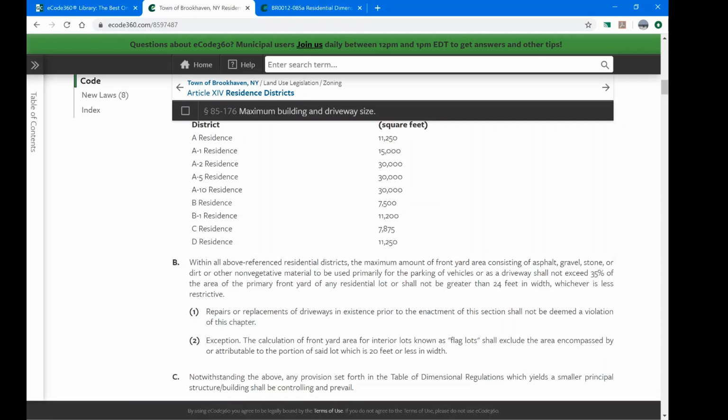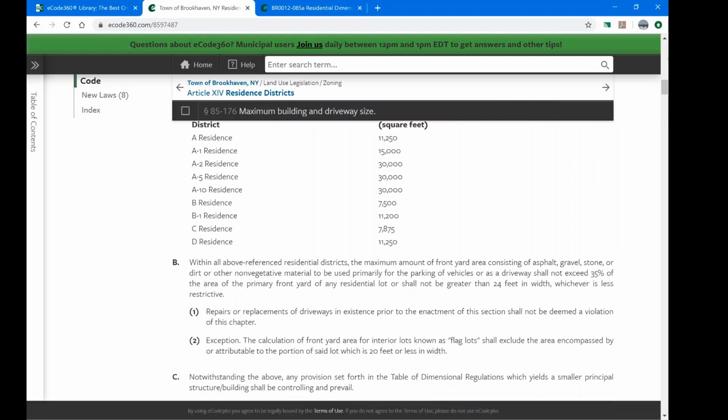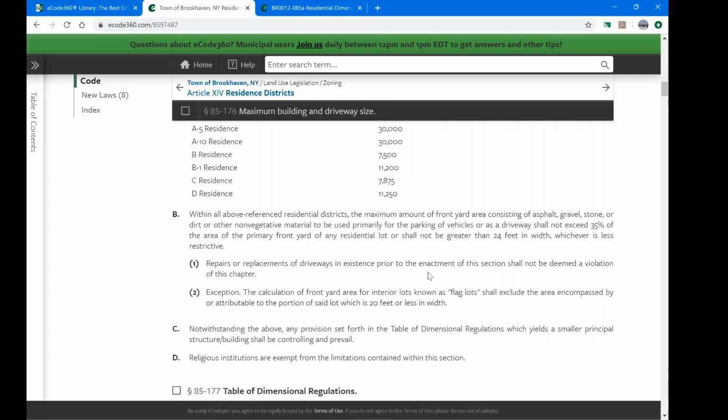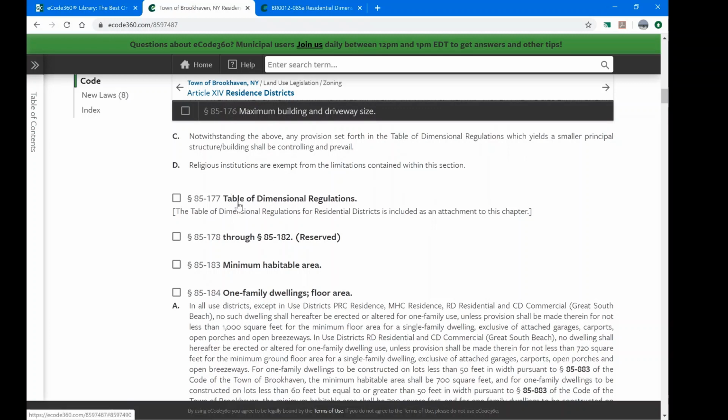Within each of those residences, you do have to have a front yard that consists of asphalt, gravel, stone, or dirt for the use of parking vehicles. It's got to be a driveway, and that shall not exceed 35% of the primary front yard. So you can't have a driveway that exceeds 35% of your total front yard, and that driveway cannot be greater than 24 feet in width. So there are maximum distances these can be. As far as the actual dimensions, we're going to get those from the table of regulations, which we'll go through a little bit later.